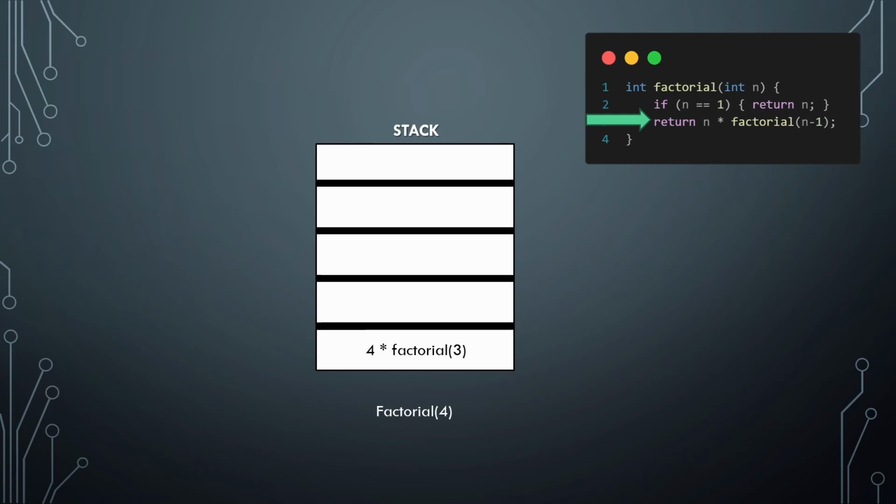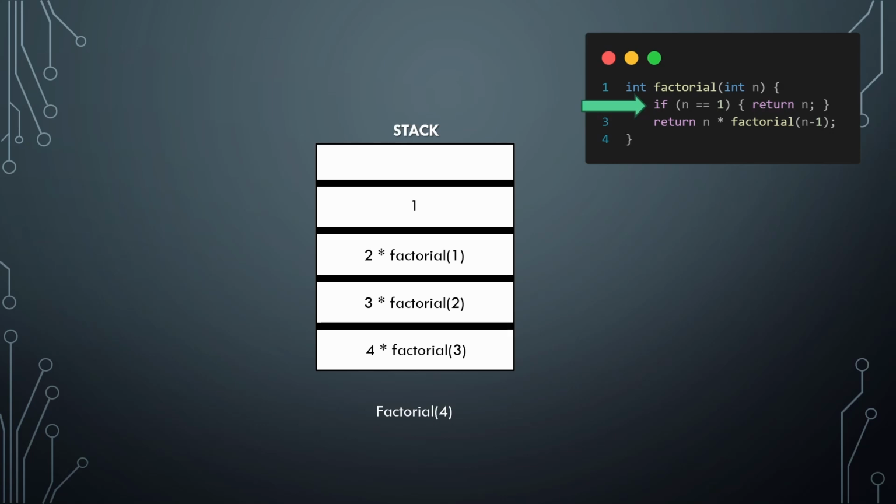Now what does factorial of 3 mean? It means 3 times factorial of 2. Now again, we will add this to the stack. Now factorial of 2 means 2 times factorial of 1. And again, what does factorial of 1 mean? If you look closely, when we run it sequentially, factorial of 1 is the base case. So the base case actually resolved to true, so it will return 1.